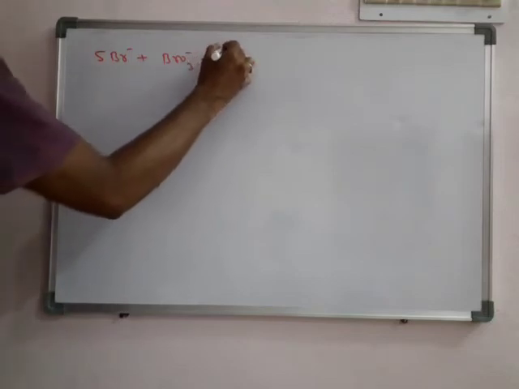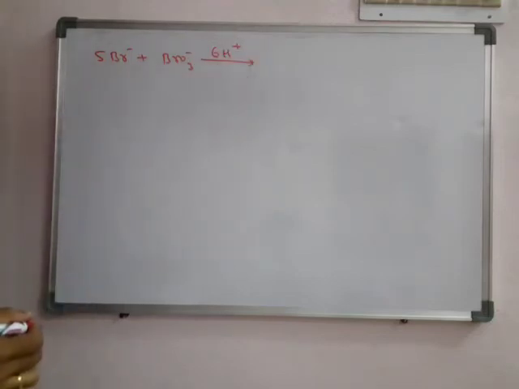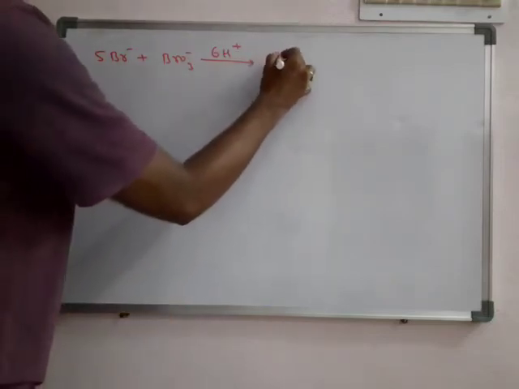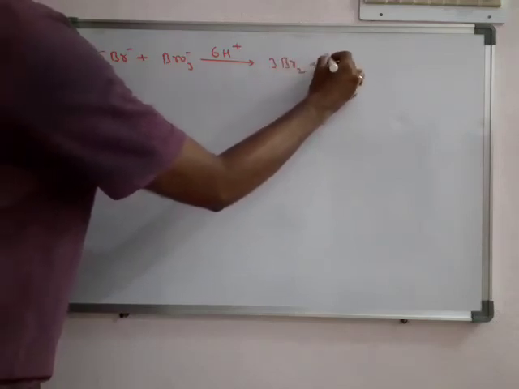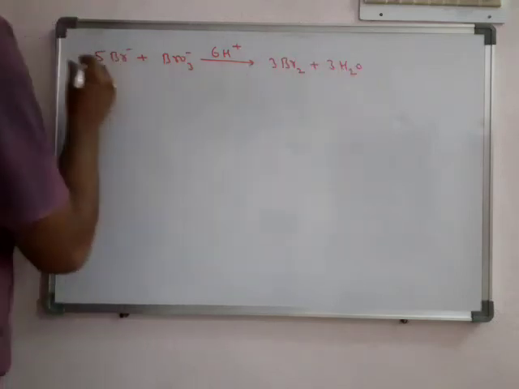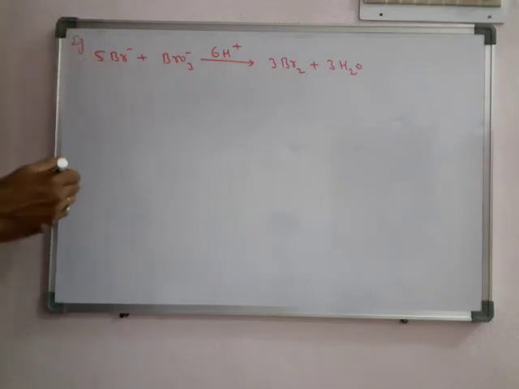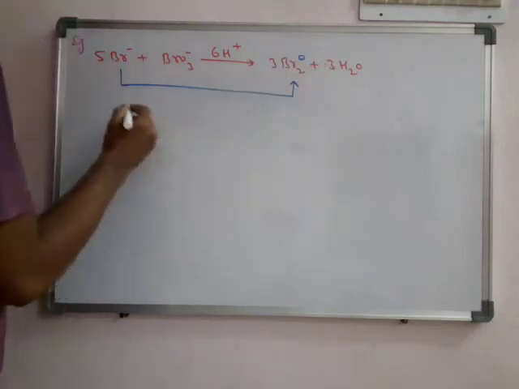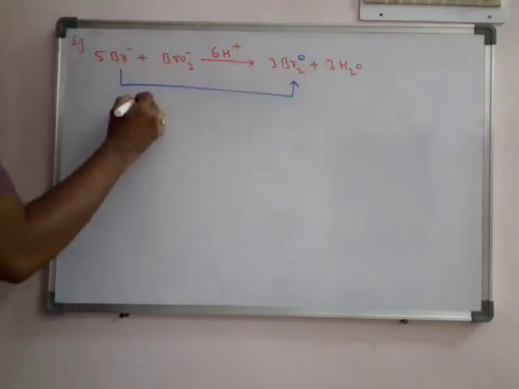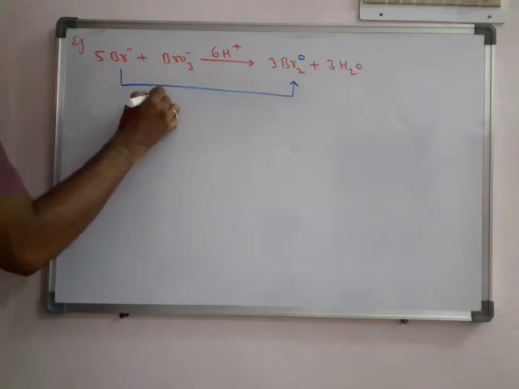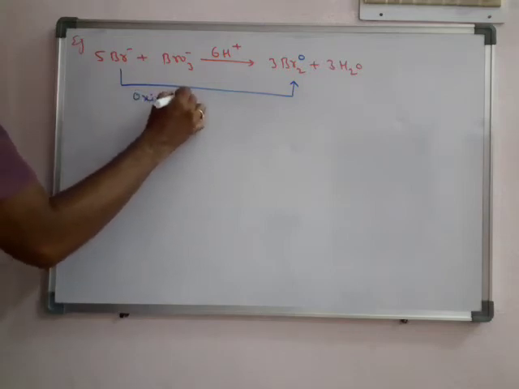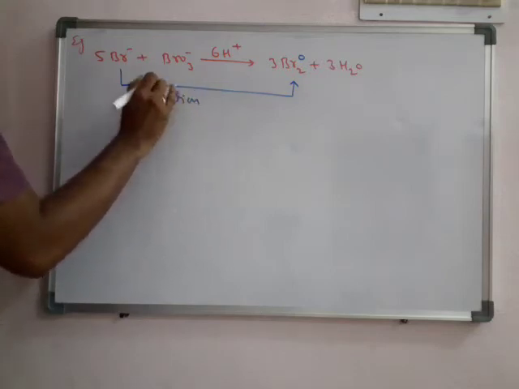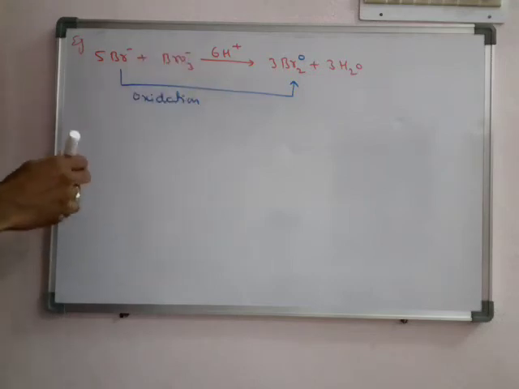Actually it takes the presence of acidic medium. So this is the best example for this. Here take bromide, Br minus, so Br2. What is this change? It is oxidized. Nothing but it is an oxidation reaction.